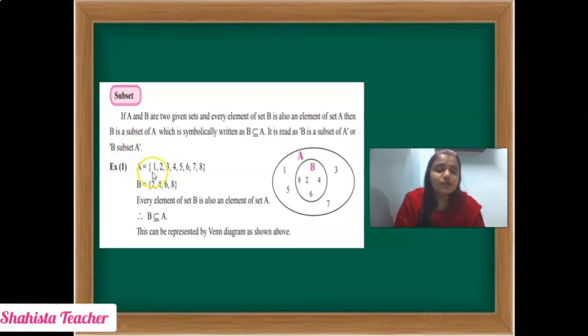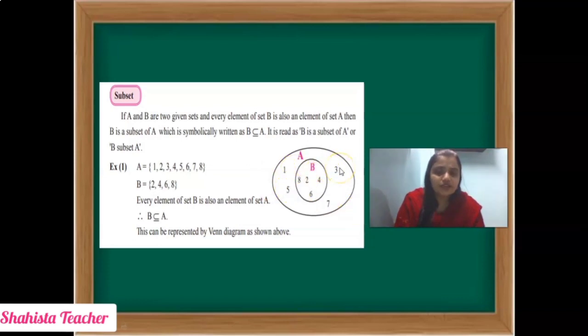Now here A is equal to {1, 2, 3, 4, 5, 6, 7, 8}. This A carries 8 elements, and B carries 4 elements. B is carrying all even natural numbers and A is carrying natural numbers which start from 1. Here we will draw one circle B, and in that we will put 2, 4, 6, 8, the even natural numbers, and outside this circle we will put the odd natural numbers, 1, 3, 5, 7.